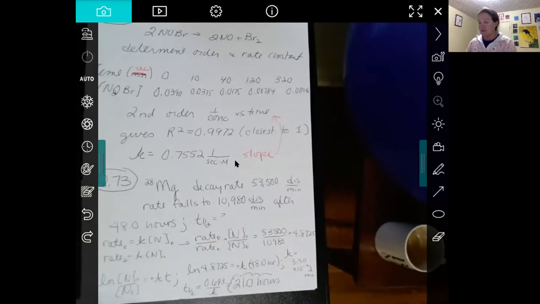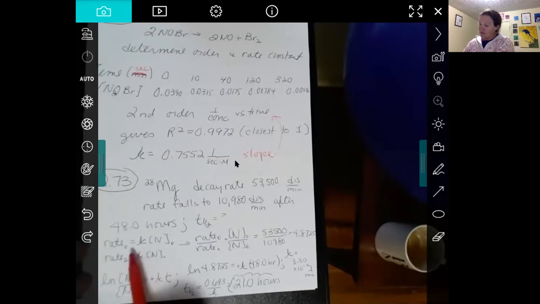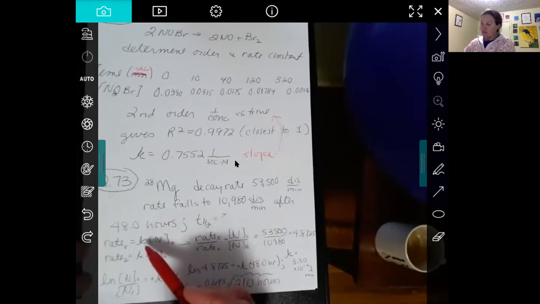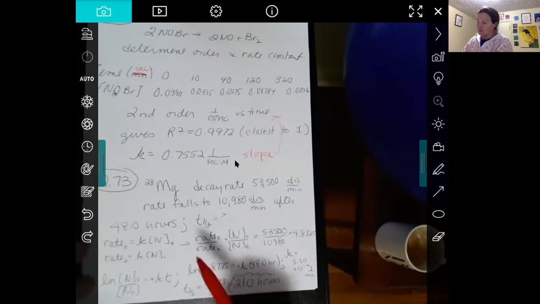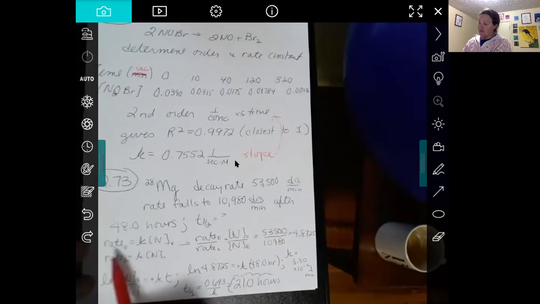The thing with radioactive decay is to realize, and you'll read the section in the book, that it's first order. It's always first order. So you know how to write the rate law. The initial rate is equal to the rate constant times the number of nuclei that you start with. And the rate constant doesn't ever change for radioactive decay. It changes for chemical reactions if you add a catalyst or you change the temperature, but it won't change for radioactive decay. It's a different process.